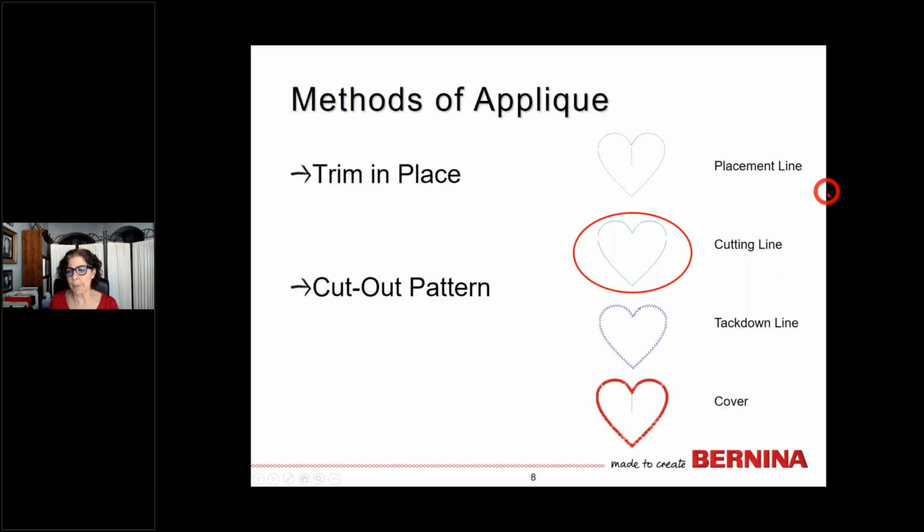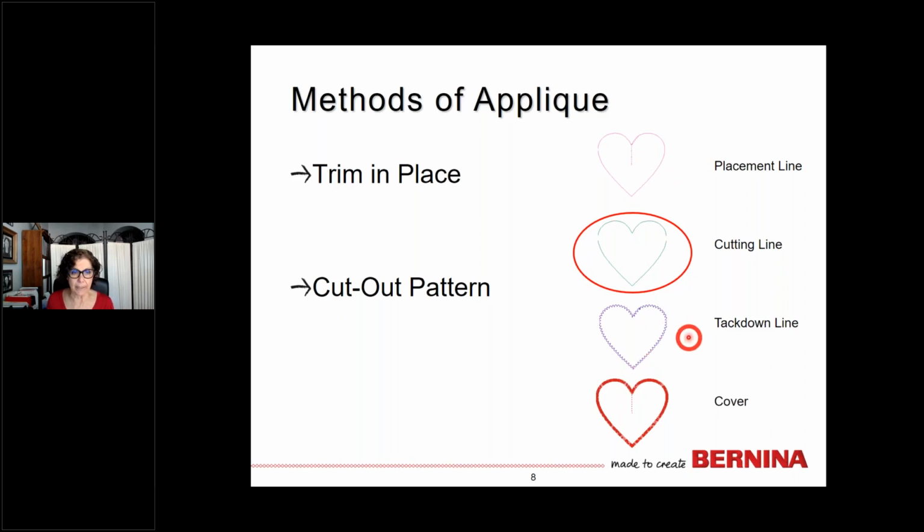So in the process of applique, you have the placement line that stitches, and that shows you where to place either the cutout pattern or the fabric. If you have a cutting line, then it stitches next. And if you are manually cutting with a pair of scissors, that cutting line will help give you a guide for cutting out the fabric that is placed over the placement line.